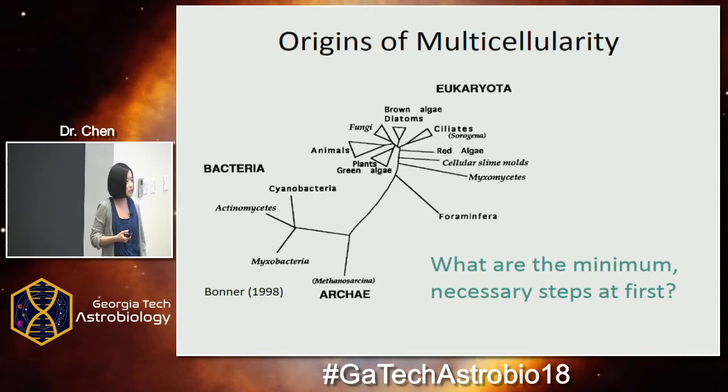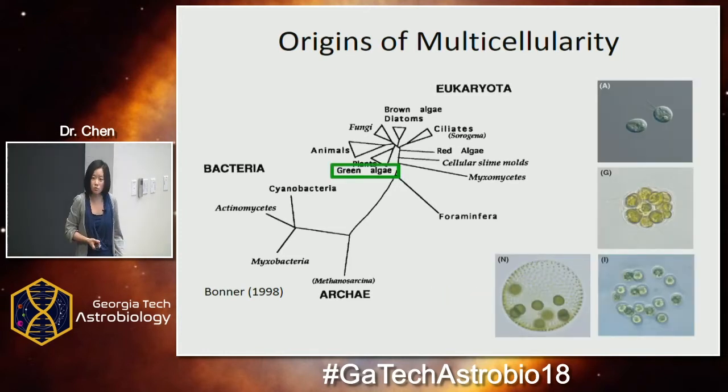Usually people do this by comparing those multicellular lineages with their unicellular relatives. But the problem is that those things happened a long time ago and many changes have occurred in the extant species, which makes it difficult to infer what actually happened in the beginning.